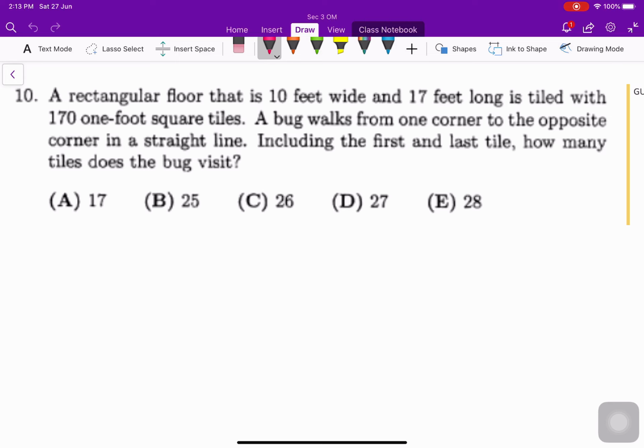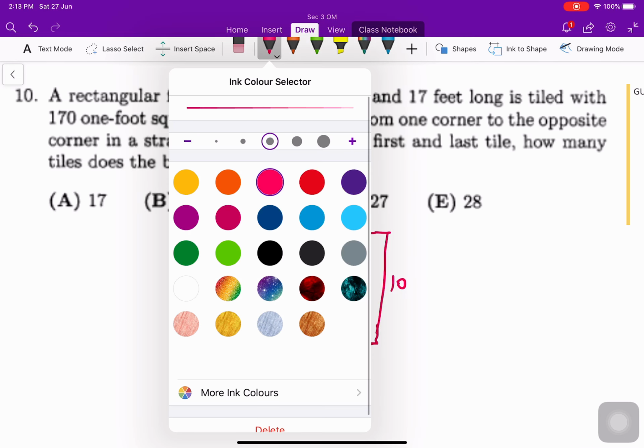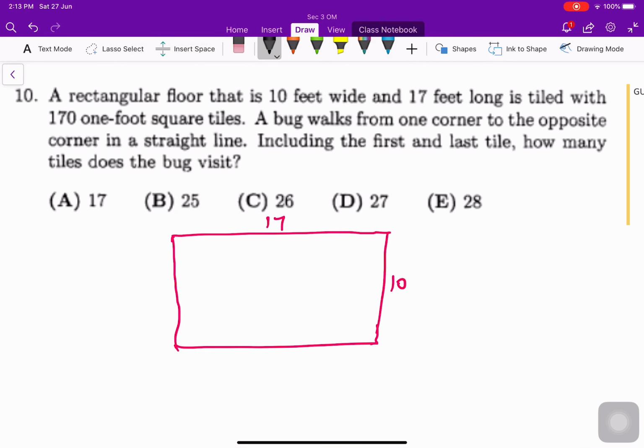Okay, I think for this question, maybe we look at this diagram. Can you see that it is 17 feet long and 10 feet wide? And can you see that it is tiled with 1 foot square tiles? Can you see that this is 1 foot square, and then another 1 foot square tile? In total, 17 times 10 will give you 170 1 foot square tiles, right?